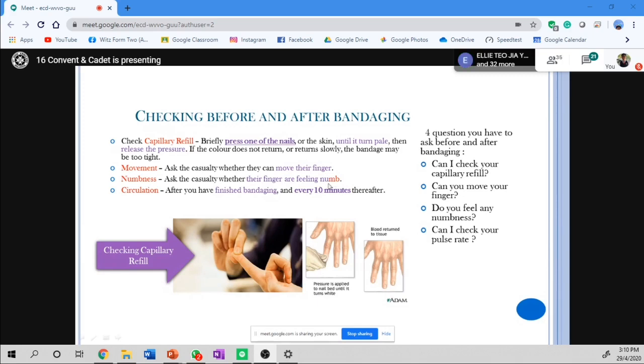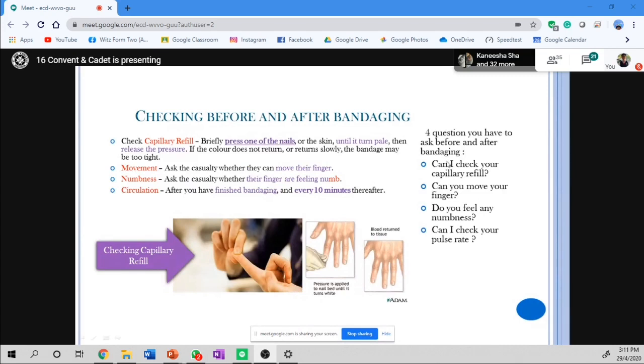Then for the last one, the circulation, which is blood circulation. After you have finished managing and every 10 minutes thereafter, when you are done performing the bandaging, you have to check everything: the capillary refill, pulse, and also movement and numbness every 10 minutes, so that you can make sure your bandaging is in good condition.